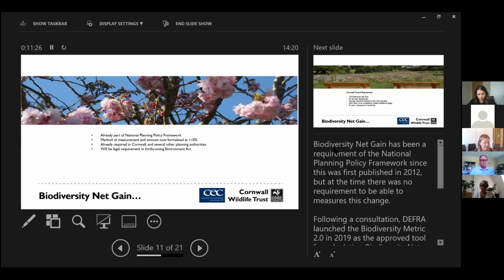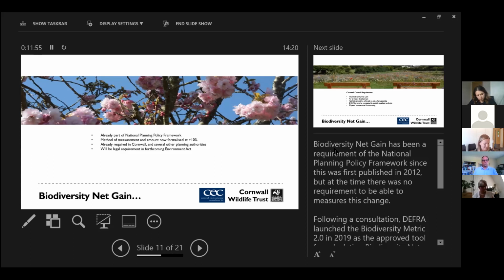So biodiversity net gain has been a requirement of the National Planning Policy Framework since it was introduced in 2012. And following a consultation, DEFRA launched a biodiversity metric in 2019 as the approved tool for calculating biodiversity net gain. And the amount of biodiversity net gain that needs to be achieved was set at 10%. So all developments would have to achieve a 10% net gain in biodiversity.